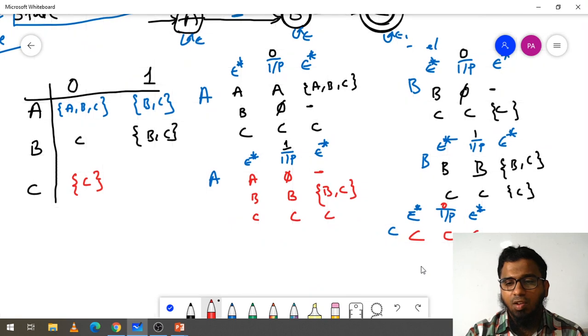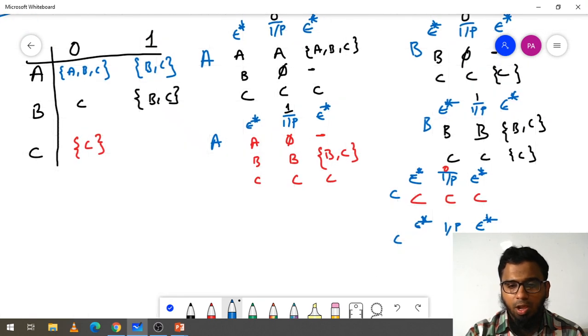Next, in the same way, C epsilon closure, input, epsilon closure. So what is the input now? 1. C epsilon closure is C. C on 1 is going to C. So here what answer are we getting? We are getting C only.